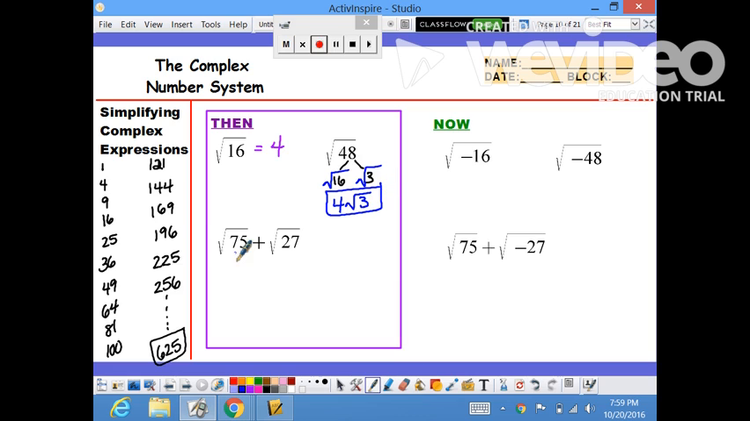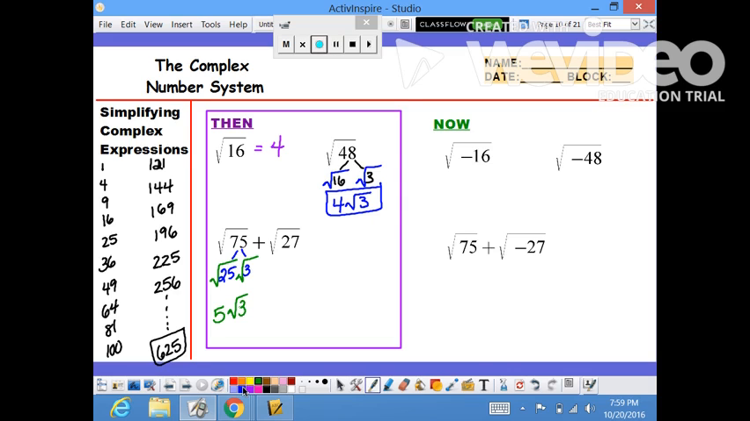Same thing here with 75. Take the largest perfect square that can go into 75 evenly. So we have 25 times 3. Make sure you take the square root of both of them. The square root of 25 is 5. We don't know the square root of 3, so we're going to leave that.